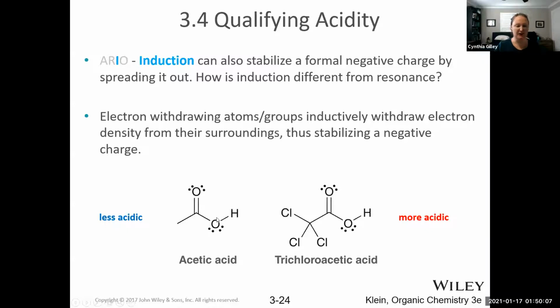When you're comparing the two conjugate bases, right, then you'll notice that the chlorine atoms are able to pull some of that extra electron density away from the oxygen with a negative charge, or in this case, the two oxygens that share the negative charge, helping to stabilize it. So if the conjugate base is more stable, then we predict that acid is more acidic.